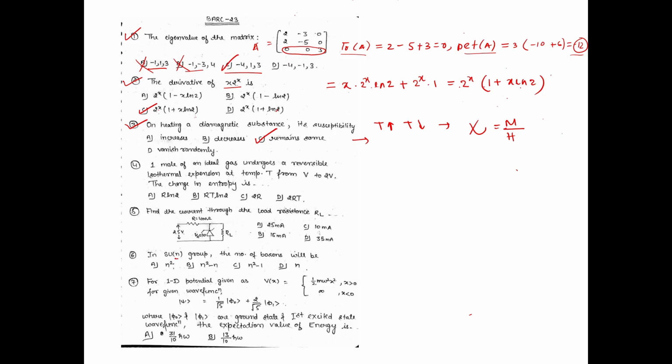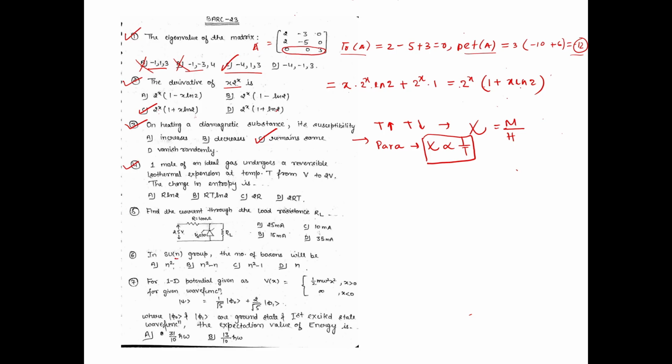Now if we talk about a paramagnetic substance, the susceptibility varies with 1 by T. Okay, so with increasing temperature susceptibility will decrease, and with decreasing temperature susceptibility will increase.